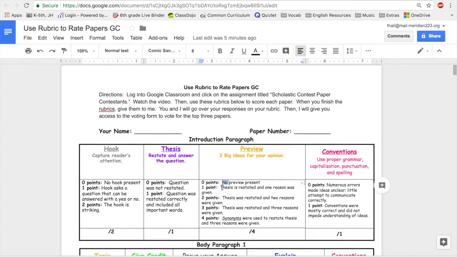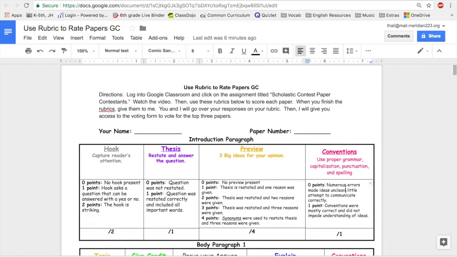Preview. If the preview restates the thesis and only gives one reason, that's a 1. If the preview restates the thesis and gives 2 reasons, that's a 2. If the preview restates the thesis and gives 3 reasons, that's a 3. A 4 is when synonyms are used to restate the thesis and give 3 reasons. Most people are at a 3, so when you look for this one, check to see if the first part of the thesis is reworded a little bit differently than it was for this one.